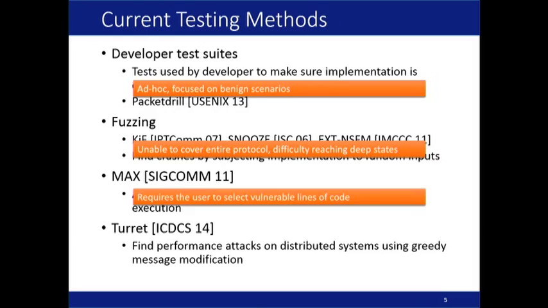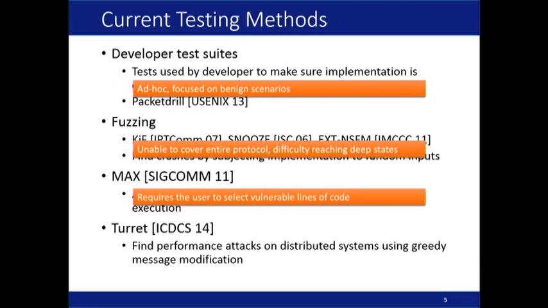Unfortunately, it requires the user to have access to the source code, to have the source code written in C, and to be able to select particular lines of code that may be vulnerable that MAX can then attempt to repeatedly execute, to drive the execution toward those lines. This severely limits the number of implementations to which MAX can be applied.